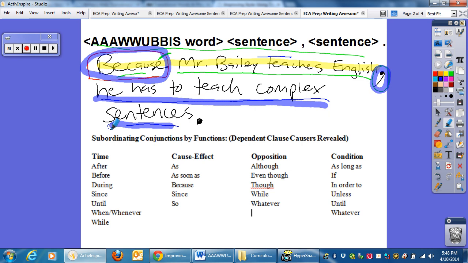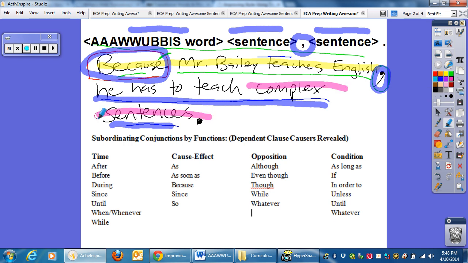If you start with an AAAWWUBBIS word, a complete sentence, comma, and then another complete sentence, the formula always works. And I'll highlight it here, this is what is called a complex sentence. When you have more than one clause, and when you're writing sentences that have these AAAWWUBBIS words in this format, it is very easy to understand. So we're following this pattern: AAAWWUBBIS word, sentence, comma, sentence.